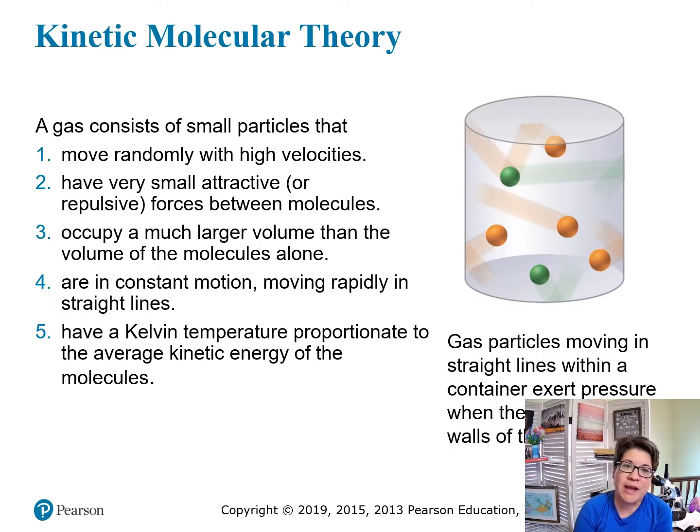Okay, so first we have the kinetic molecular theory, and there are 5 parts to it. So I'll just kind of read through those. For something to be a gas, it has to move randomly at high velocities. It has to have very little attractive forces or repulsive forces between the molecules, so the molecules aren't really interacting with each other in the gas.